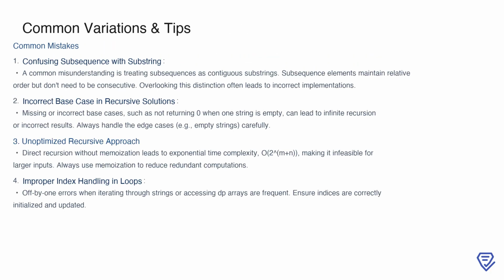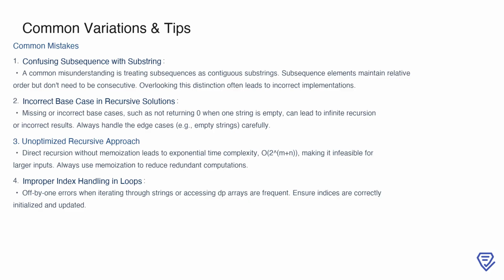When working with the longest common subsequence problem, there are several common mistakes to watch out for. First, it's important not to confuse subsequences with substrings. Substrings are contiguous, while subsequences simply maintain the relative order of elements and don't need to be consecutive. Misunderstanding this distinction can lead to incorrect solutions. Next, in recursive implementations, an incorrect or missing base case is another frequent issue. For example, forgetting to return 0 when one of the strings is empty can result in infinite recursion or incorrect results. Always handle edge cases like empty strings properly.